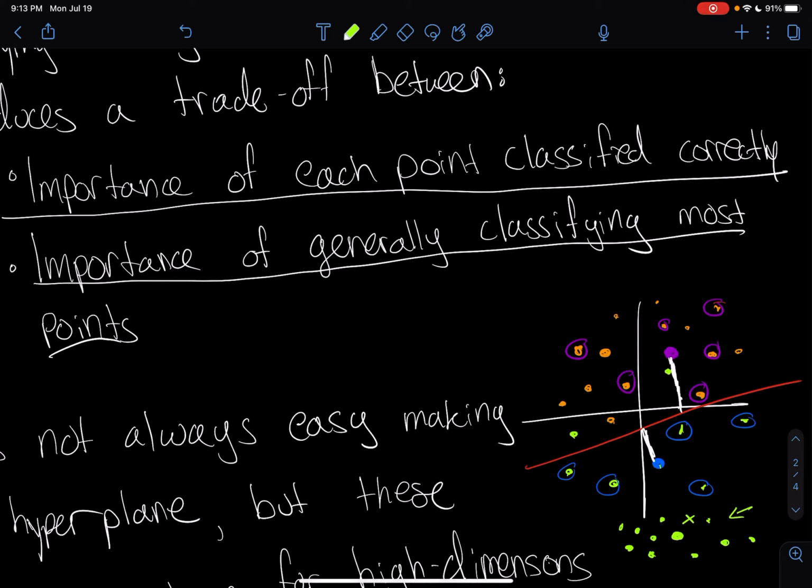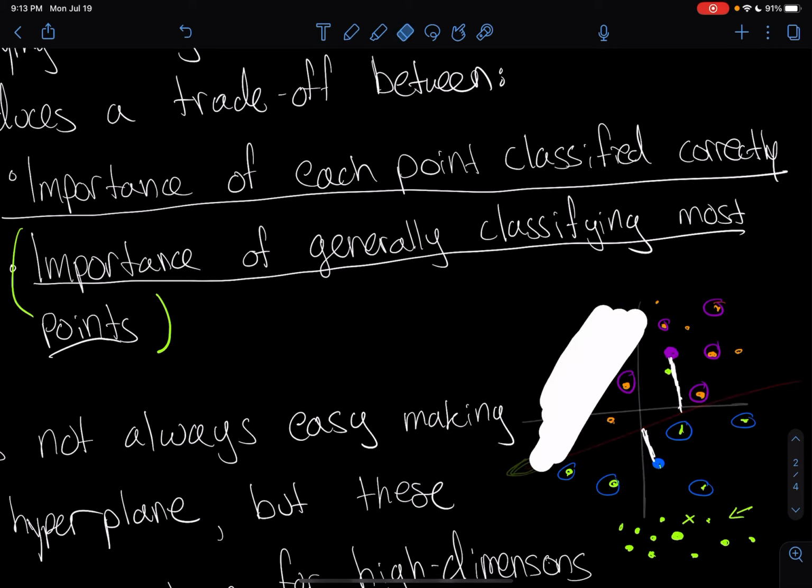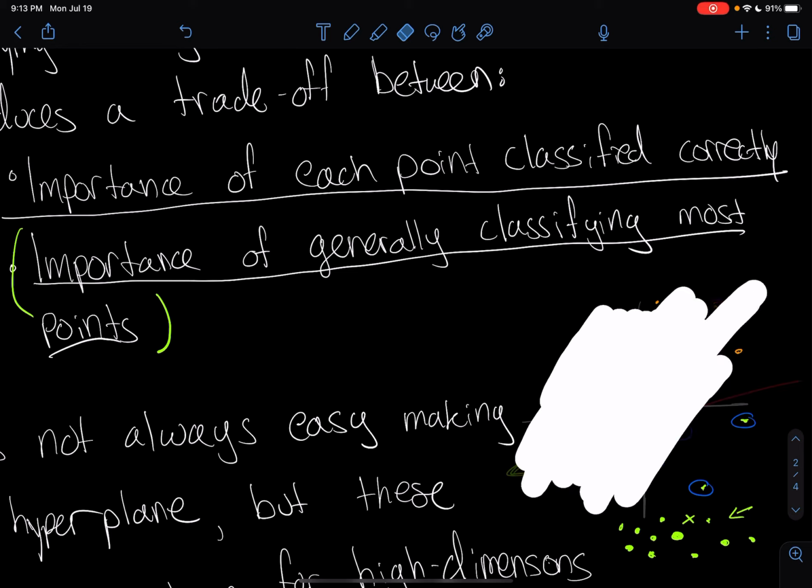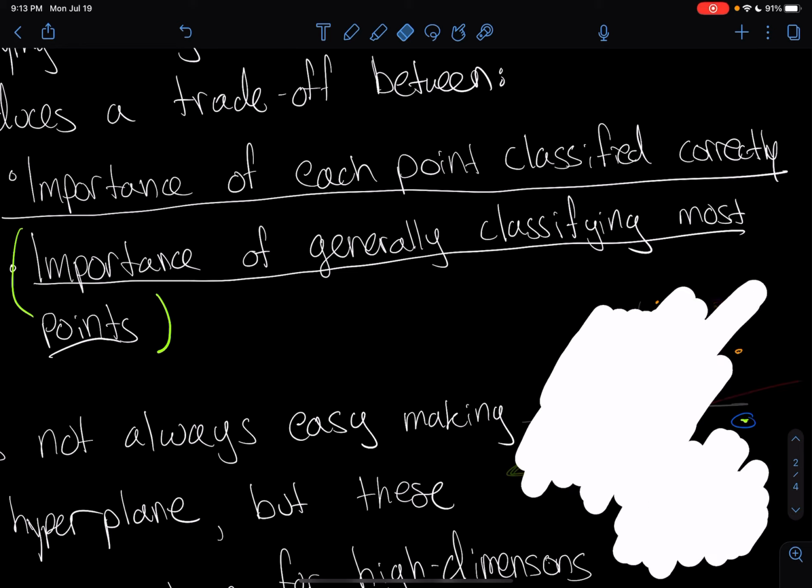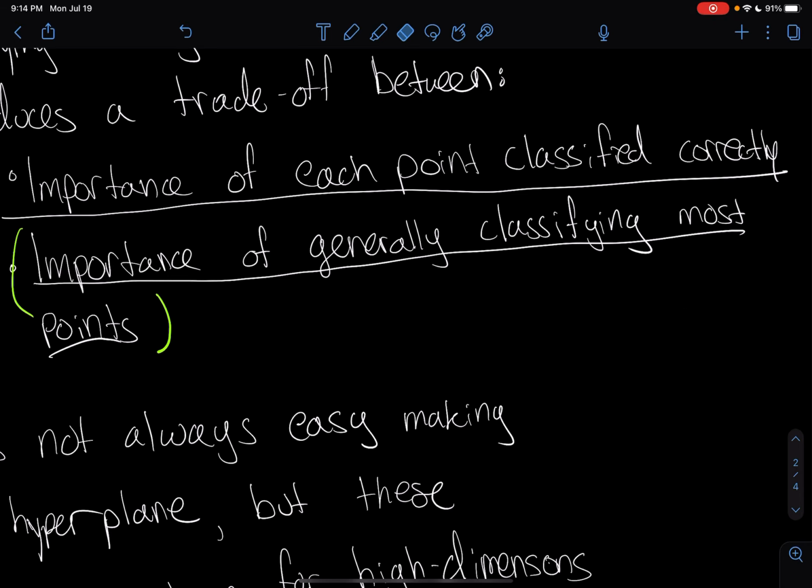Okay? So this goes back to this point here, since I've been rambling on for a little while, the importance of generally classifying most points, right? We want to increase the distance away from this hyperplane, this red line here, such that when new points come in, we're pretty confident that they won't be misclassified. So now to cover the next point, let's just get rid of all of that. It's a lot of undoing to do, so we won't spend too much time on that.